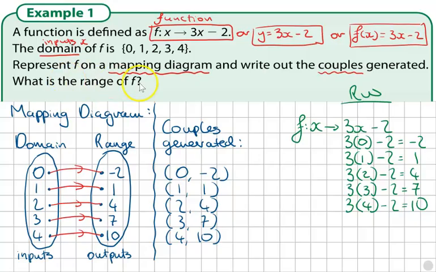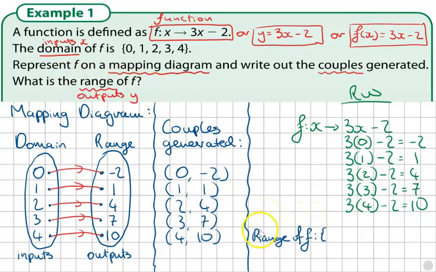Now we want to write down what's the range of f. So the range of f, so we've got our squiggly bracket, and then we just list off our range. So -2, 1, 4, 7, 10, with commas in between and a squiggly bracket.